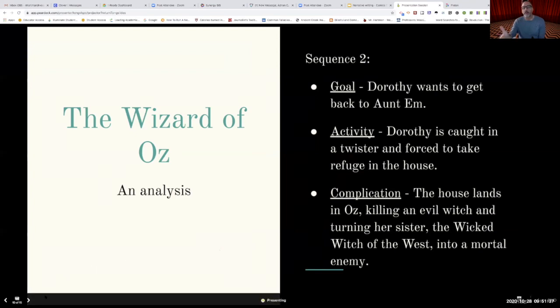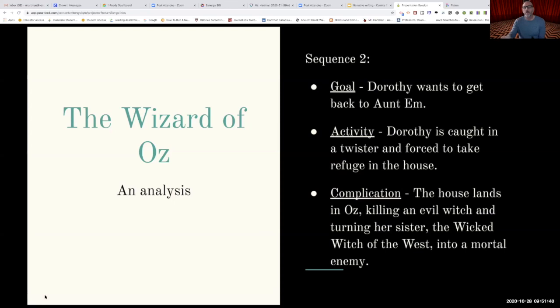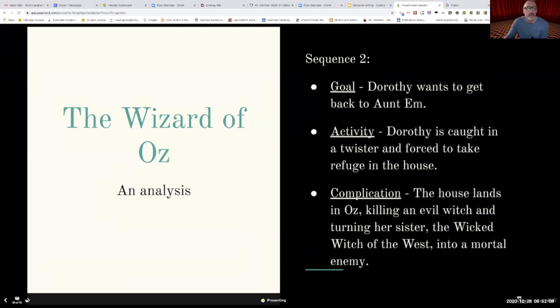And even as Dorothy got to the house, you saw these little mini complications. She tries to get into the storm shelter. She can't get in. She can't find her Aunt Em. So she has to go back into the house. The doors and windows are flying off, and she ends up being knocked unconscious. But goal, activity, complication. That's really what you want to be thinking as you're putting together your stories.